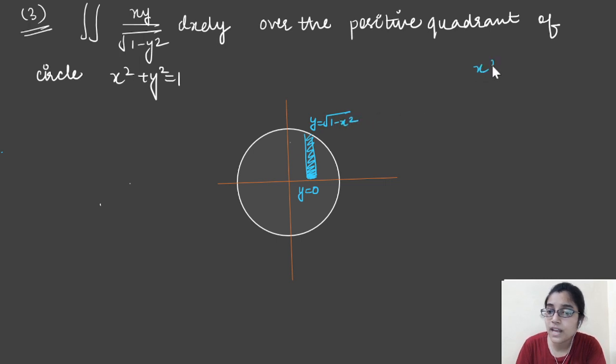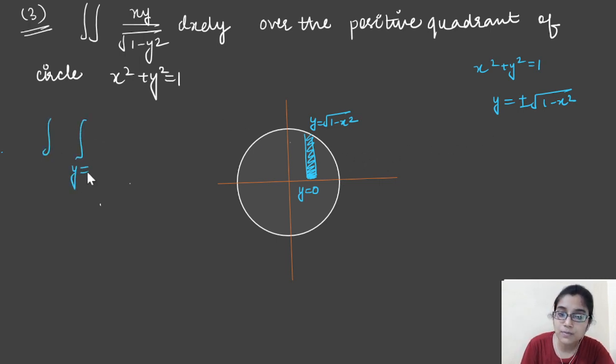Why? Because we have x square plus y square equal to 1, so we'll have y equals plus minus square root of 1 minus x square. But since we are in the first quadrant, we will choose the positive value of y. So we got the limit of y, that is y from 0 to square root of 1 minus x square. And since it's a unit circle, the radius is 1.